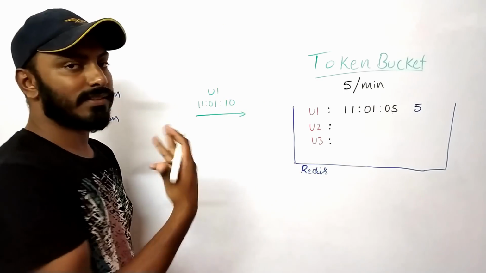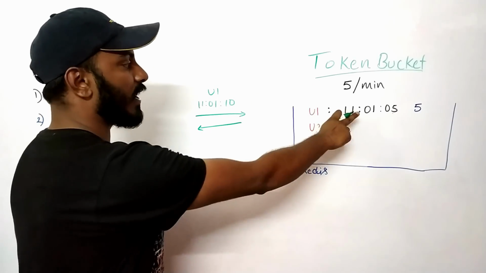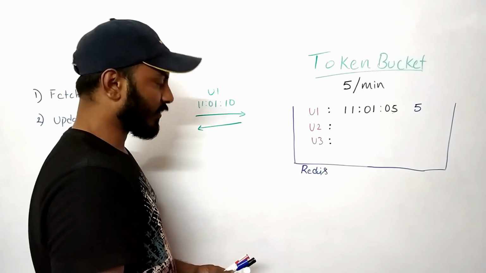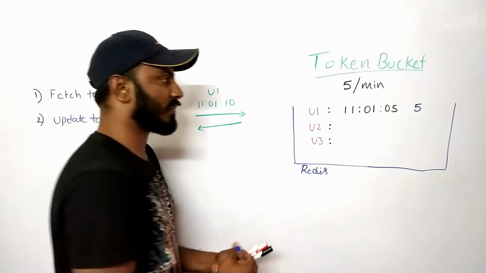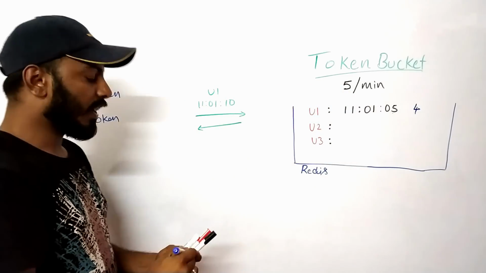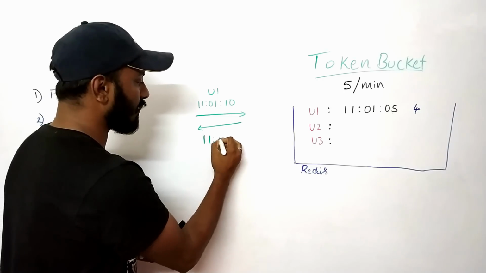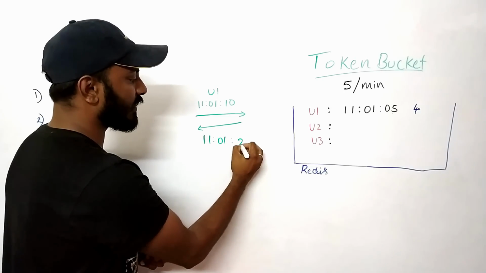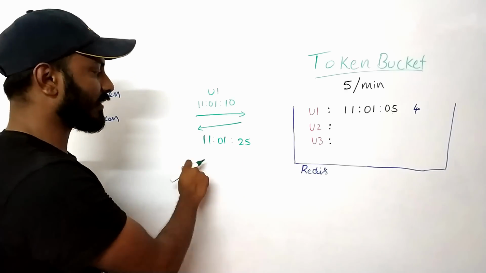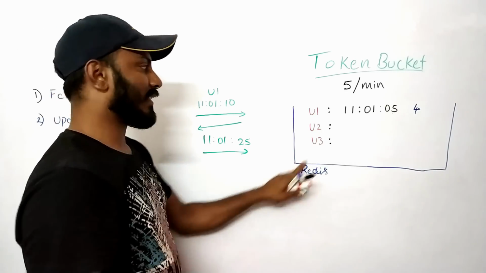That means that we can serve the request, right? So it will serve this request, and also it will update the tokens. Since we have made one request, let's update the token to 4. Consider the same user one made one more request at 11 o'clock 01 minute, say 25th second. In this case, again, when the request comes in, you need to check user one and the data available here.